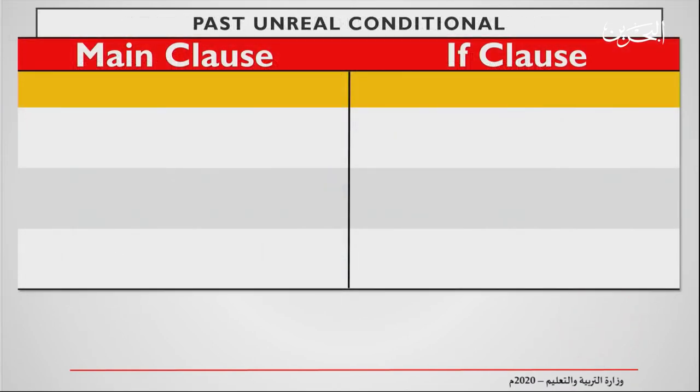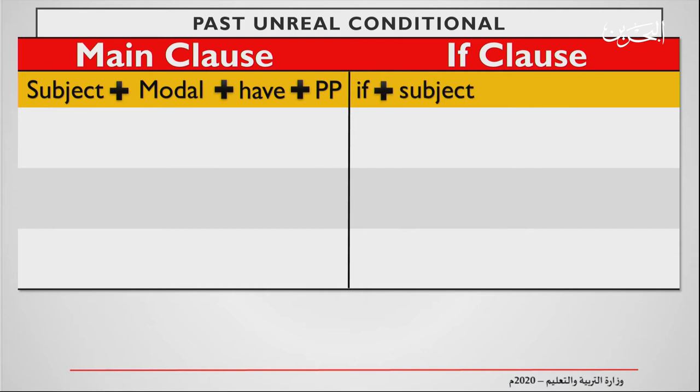Now, past tense conditional. This time I'm going to switch. I'm going to start with the main clause and then the if clause. So how to structure the sentence? I start with the subject with a capital first letter, then a modal, plus have, plus past participle, without a comma. Then if with a lowercase i, plus a subject, plus past perfect, then a full stop.